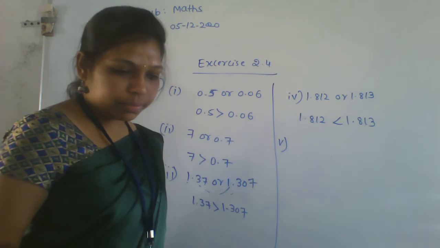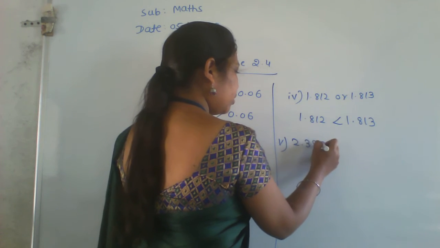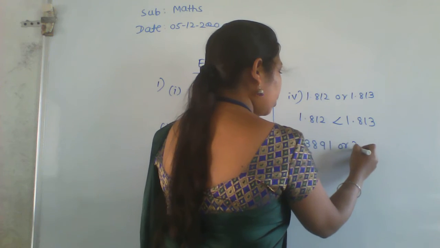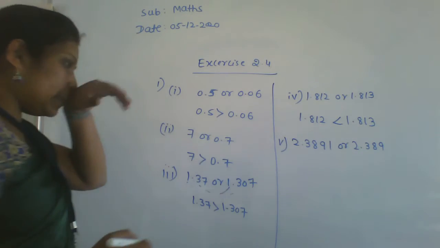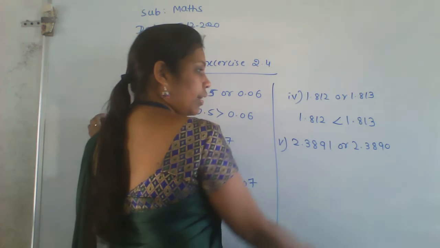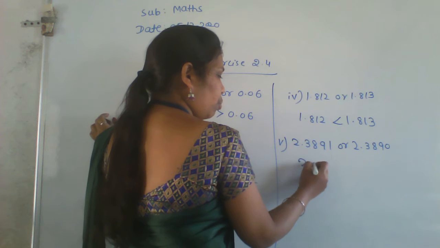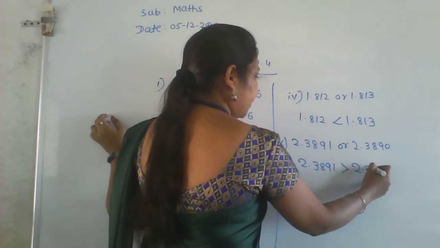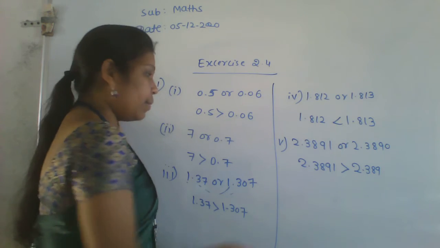Next, fifth one: 2.3891 or 2.389. Which one is the greater? Here nothing is there, means 0 is there. Okay. So the last number here is 1, which means this number is greater. 2.3891 is greater than 2.389.